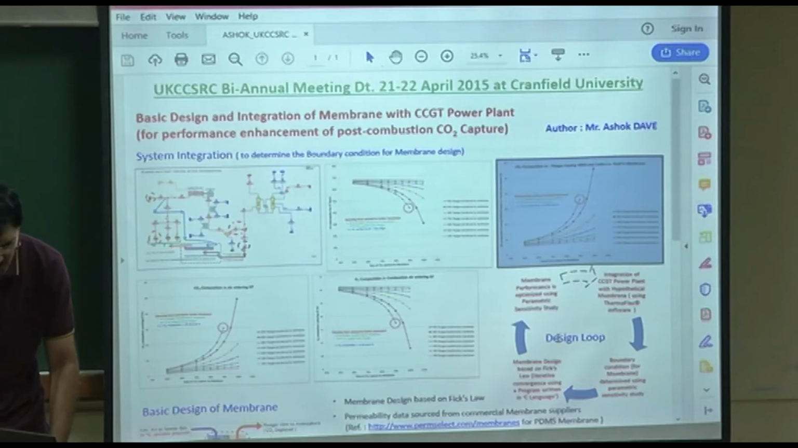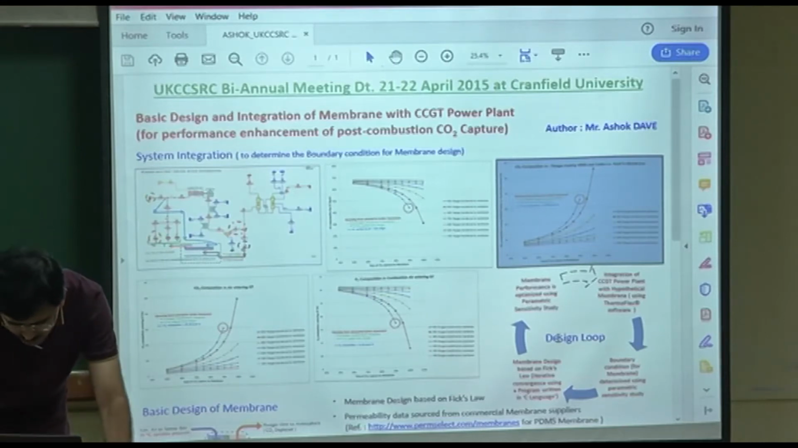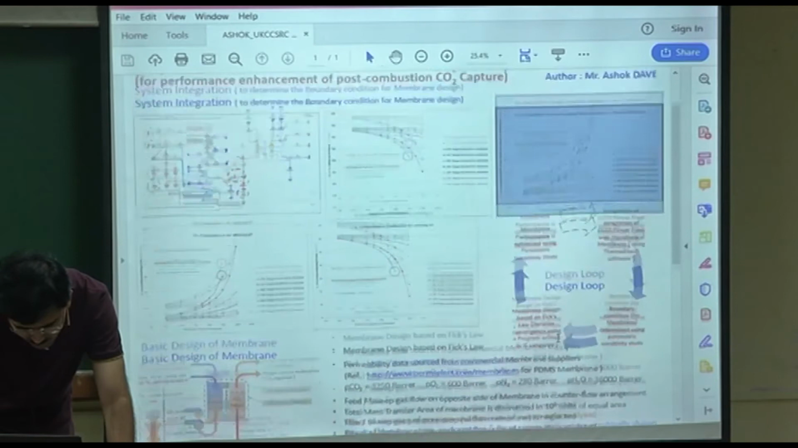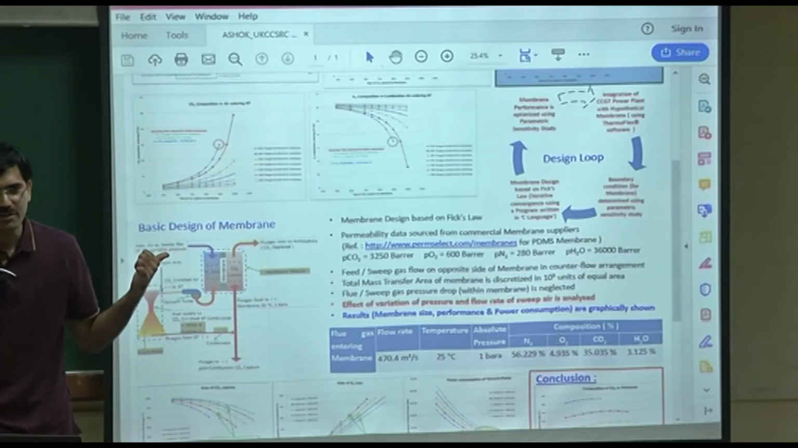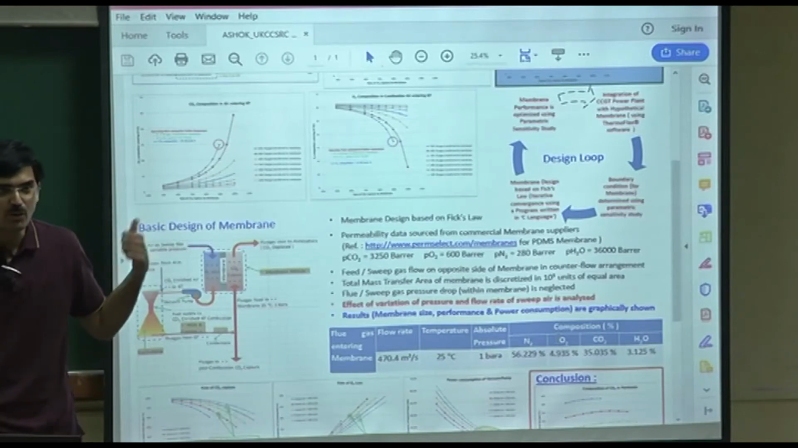The sweep air is all described here. It goes directly into the gas turbine. The gas turbine requires air, but here the sweep air first passes through and then goes to the gas turbine.